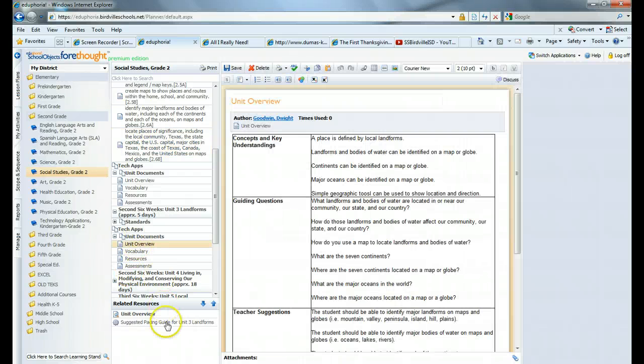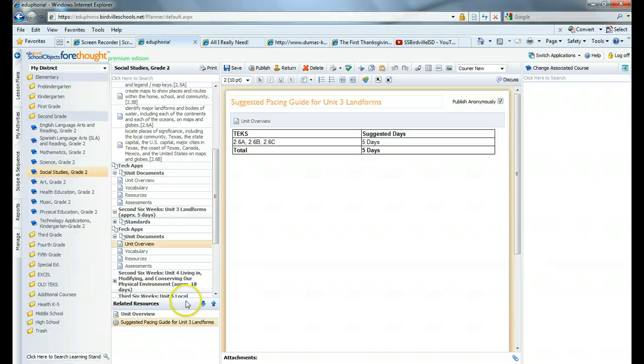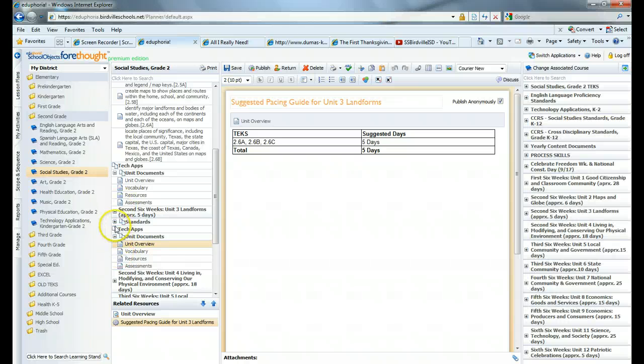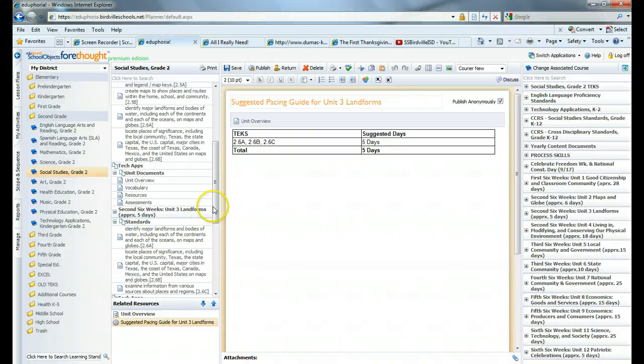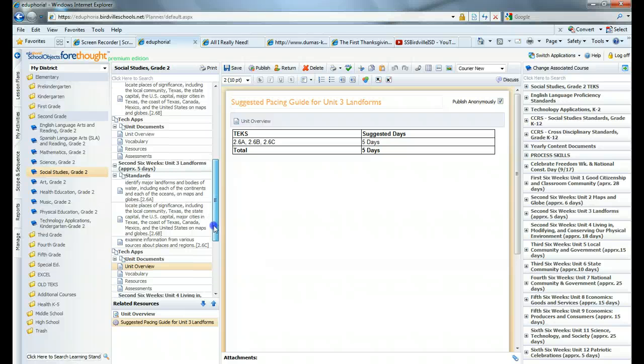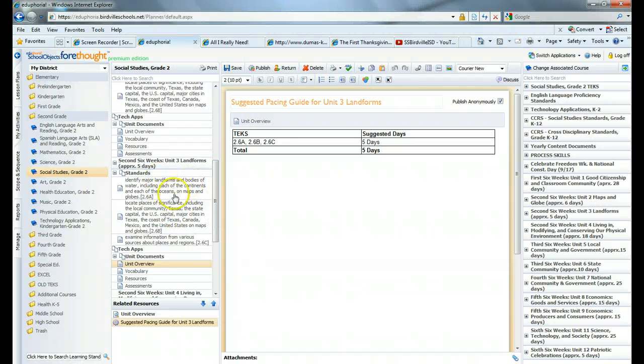Remember, we have a suggested pacing guide now for Unit 3 landforms. Now, you might look at this and go, but April, all these are grouped together. Let me explain to you why that is the case. These cannot be separated. You're talking about landforms, and within landforms, you're talking about major landforms and bodies of water, creating all the places and the various sources for the regions. This really all goes with regions.